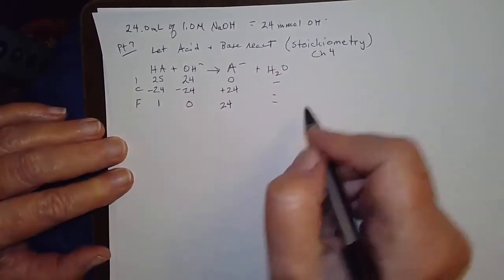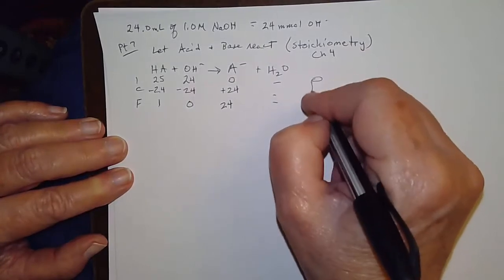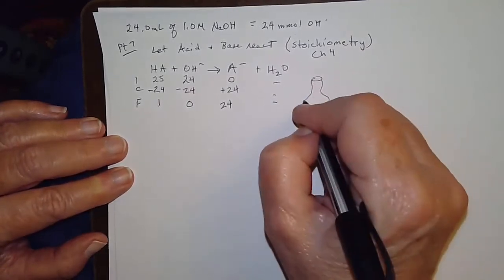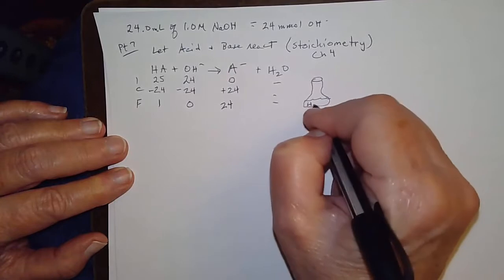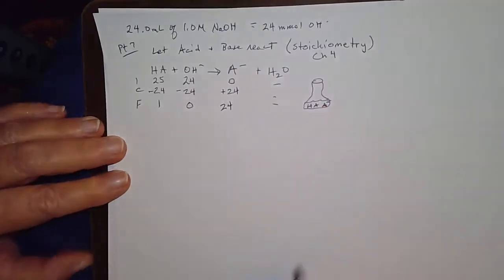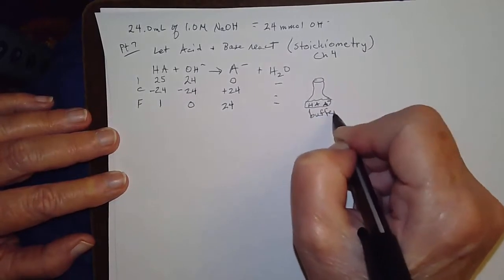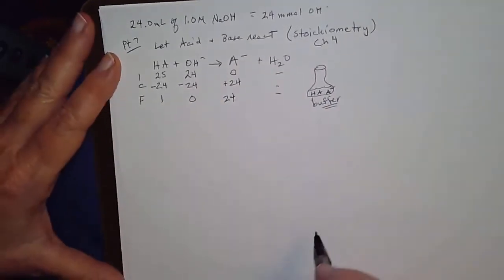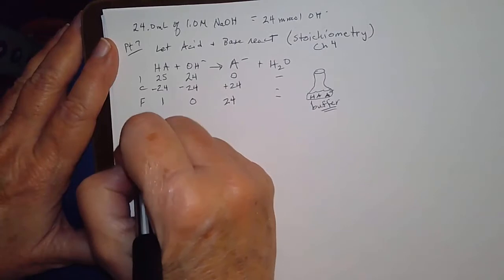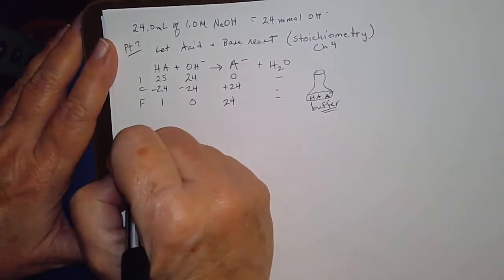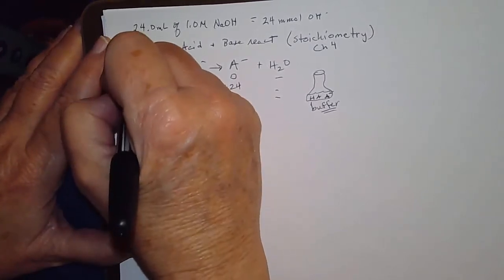So we still have our buffer. We still have just a little bit of that and a lot more of that, but it's still a buffer. So we are still going to be doing acid equilibrium. All right, step 2. Sorry, this is step 1.